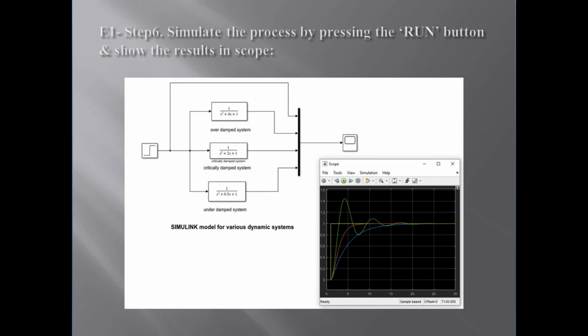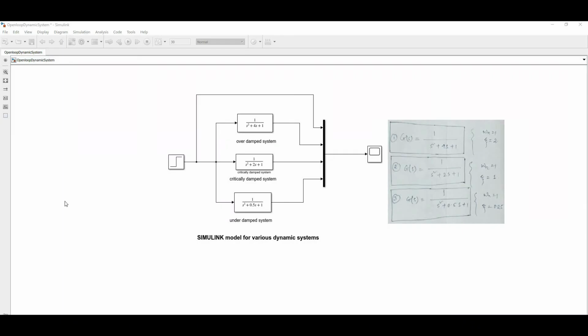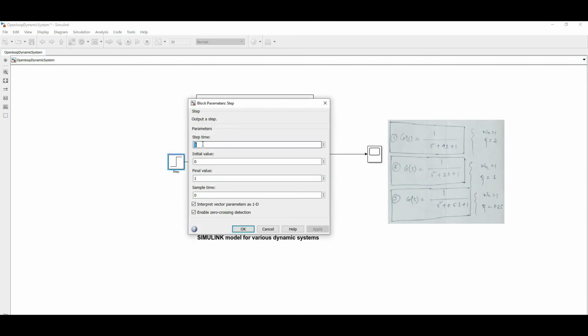Let's go to MATLAB. So this is our MATLAB Simulink window. Here I have prepared the Simulink model for all these three systems. Here you can see I have put the step time as 1. Whatever value you need, you can put here. If you put 2, then the step signal will occur after 2 seconds. If it is 0, then it will occur initially at t equal to 0. As I said, the final value, that means the amplitude, is 1.